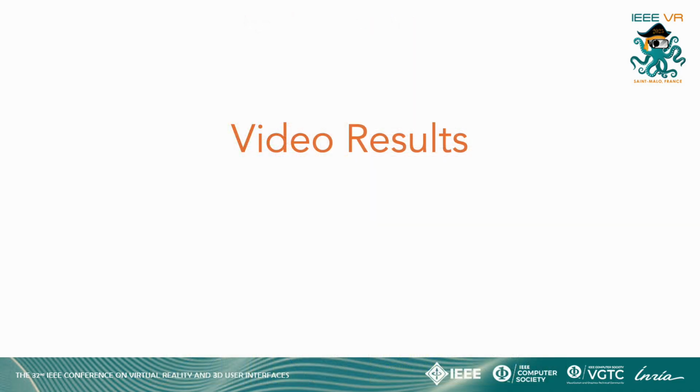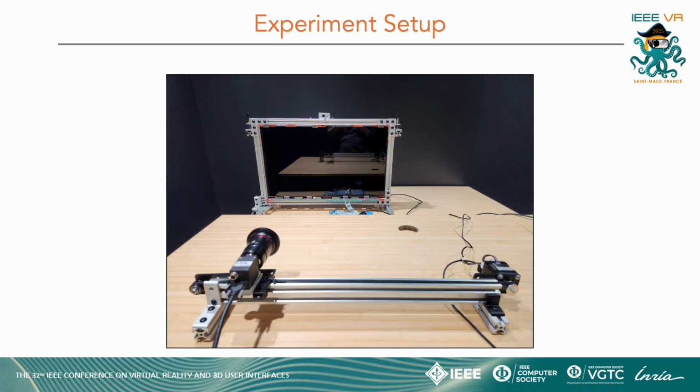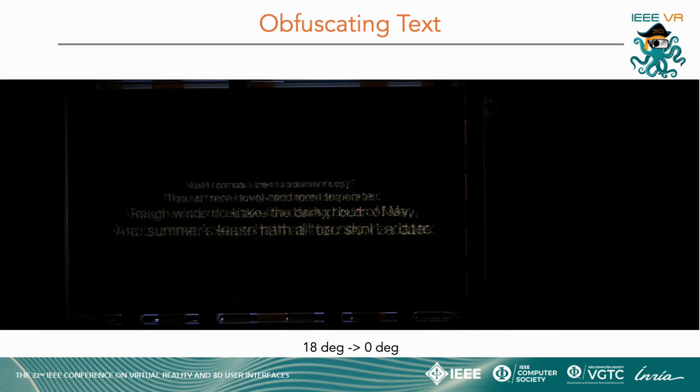Now let's look at some results. We place a camera on a horizontal translation stage to capture different images observed at different locations. In this experiment, the user is assumed to stand at the center of the display, and the camera starts capturing at 18 degrees from the center. The camera first observes an obfuscated view where the text cannot be recognized. At the end, the camera stops at the user location, where a clear image can be observed.